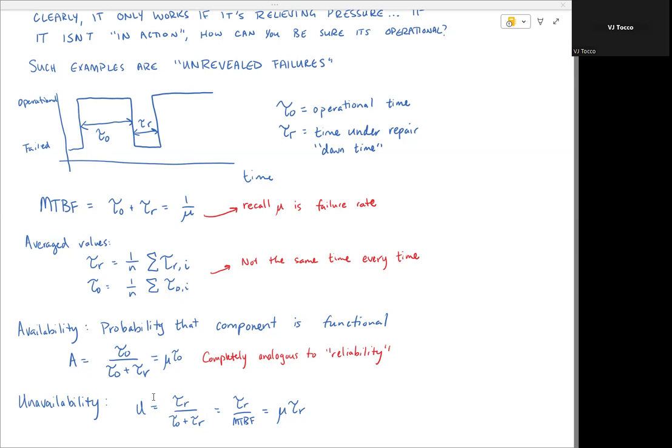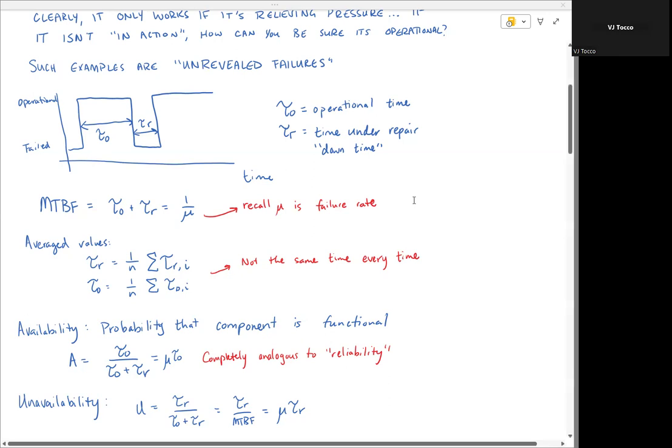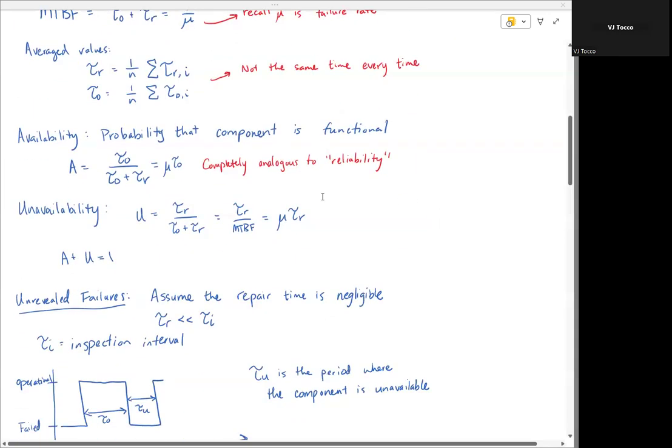The unavailability then is going to be the time that it is down. So tau r over tau naught plus tau r. Or alternatively, I could say it is tau r over the mean time between failures, given my definition for mean time between failures up here.